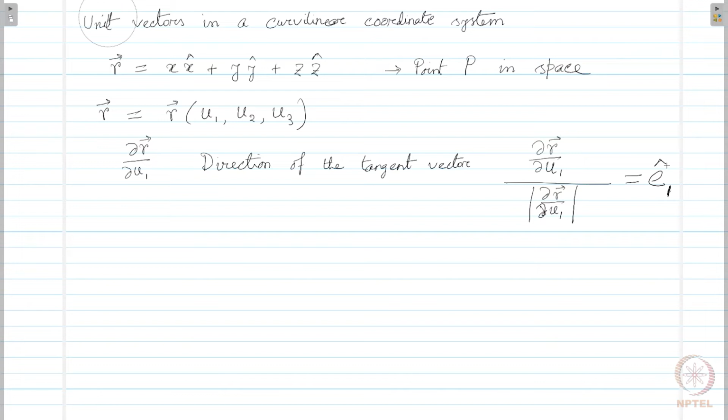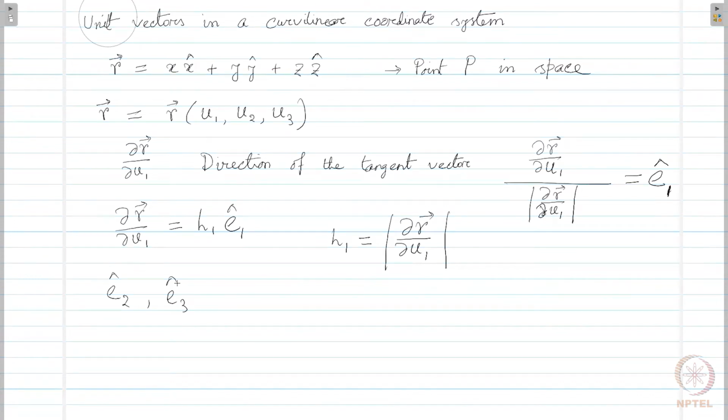And that means if we have h1 being the first coordinate scale factor, then del r del u1 can be written as h1 e1 unit vector. That means h1 is given as the absolute value of del r del u1, this. Similarly, we can find e2 and e3 using the tangents from u2 and u3 curves at point P, and then we have all the unit vectors.